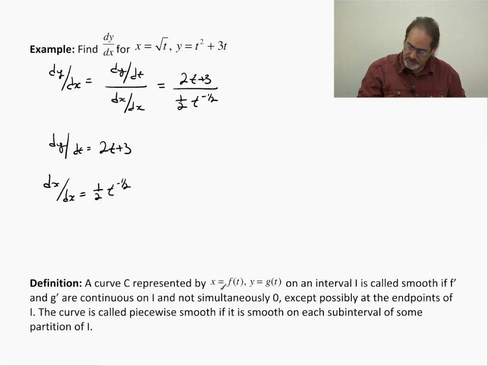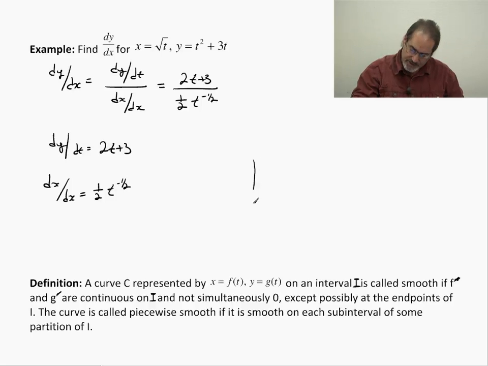Now, a curve C represented by x equals f of t, y equals g of t on some interval I is called smooth if f prime, that's the first derivative, and g prime, the first derivative, are continuous on this interval I. Make sure you understand that's an I, not an L. And not simultaneously 0, except possibly at the endpoints. The curve is called piecewise smooth if it is smooth on each of some subintervals.